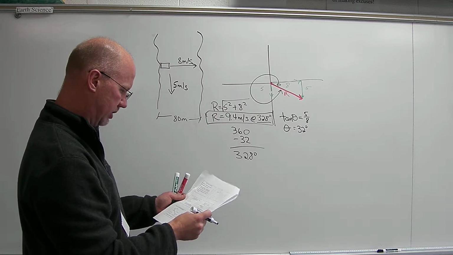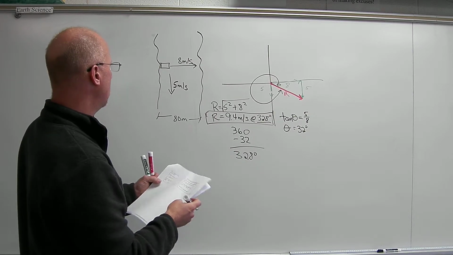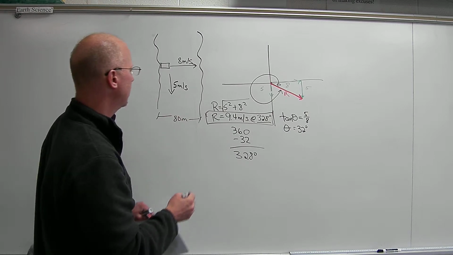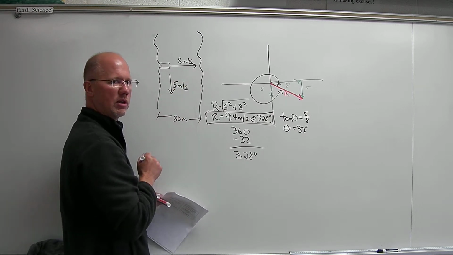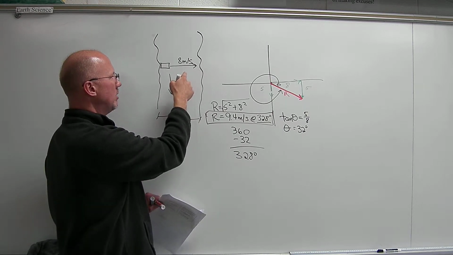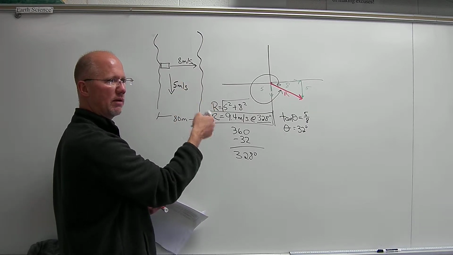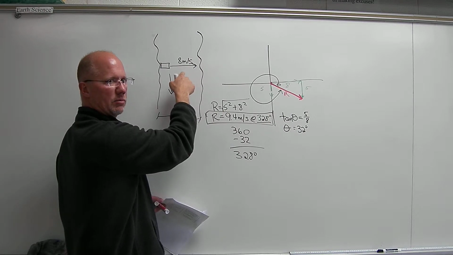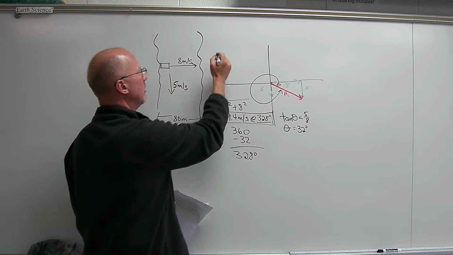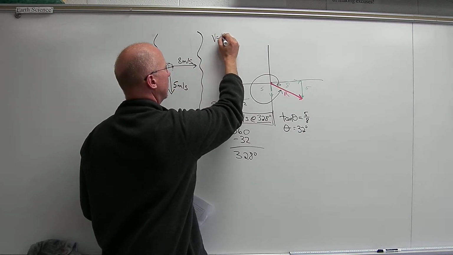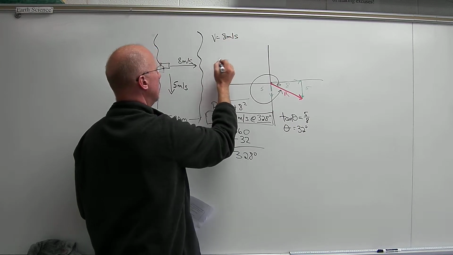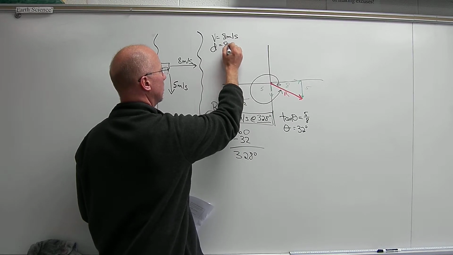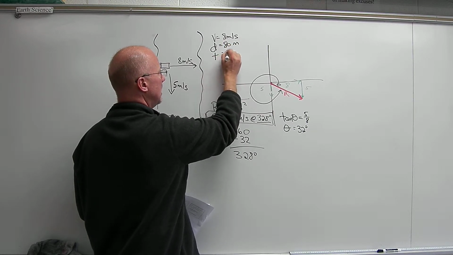Now the next question is, how much time does it take to cross the river? In order to figure that out, according to the notes that I give you, you always want to use the vector pointed in the direction of the question. In this case, if we're talking about across the river, we're going to use the vector pointed across the river. So what do we know? We know v across the river is 8 meters per second. We know d across the river is 80 meters. What we don't know is t.